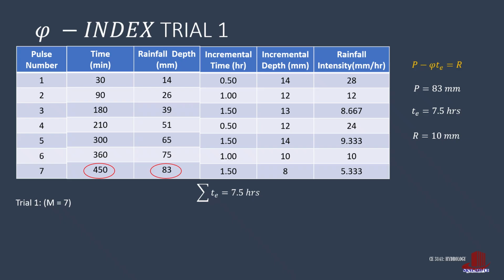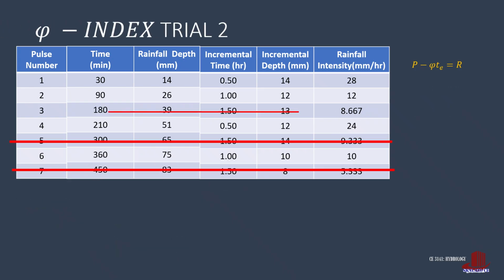Runoff R is given in the premise as 10 millimeters. The function then is 83 minus 7.5 phi as equal to 10. By arranging terms, we get phi as 83 minus 10 all upon 7.5, giving 9.933 millimeters per hour. The phi index is compared with the rainfall intensity, and we can observe that there are 3 intensities lower than the phi index. This is a sign that we continue iterating.